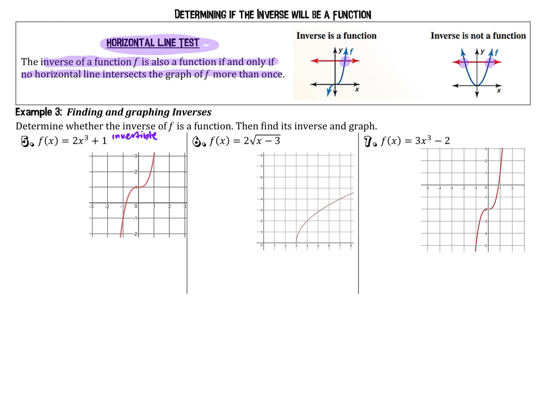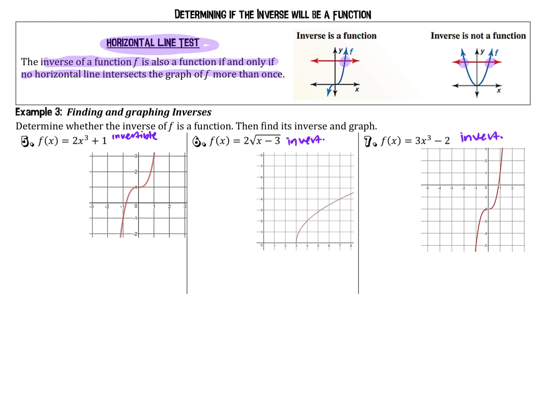So go ahead and pause the video and perform the horizontal line test on numbers 6 and 7, and then unpause the video and see how you did. All right, hopefully you had enough time to acknowledge that both of these functions are also going to be invertible. Their inverses will also be functions. They pass the vertical line test.